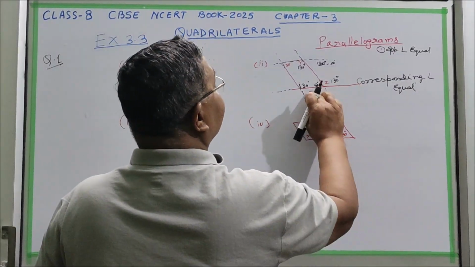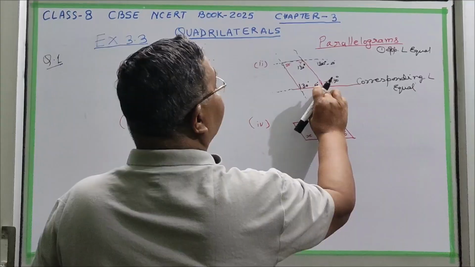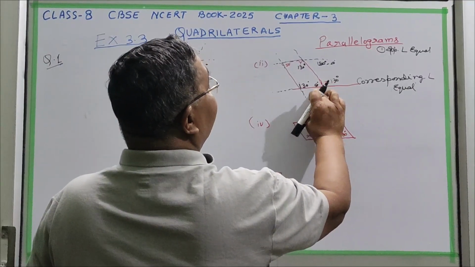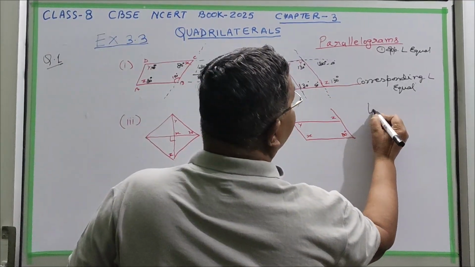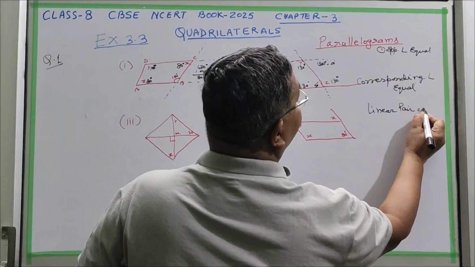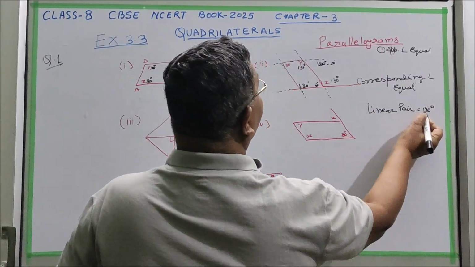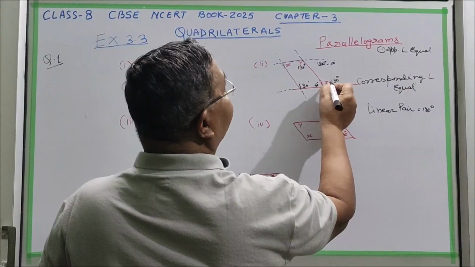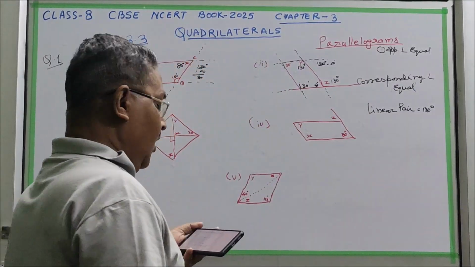The other way you can say this is a line and it is a linear pair to 50 degree and Z. Z are in linear pair. So linear pair is also equal to 180 degree. So 180, if you reduce the 50, Z is coming 130 degree. Okay.